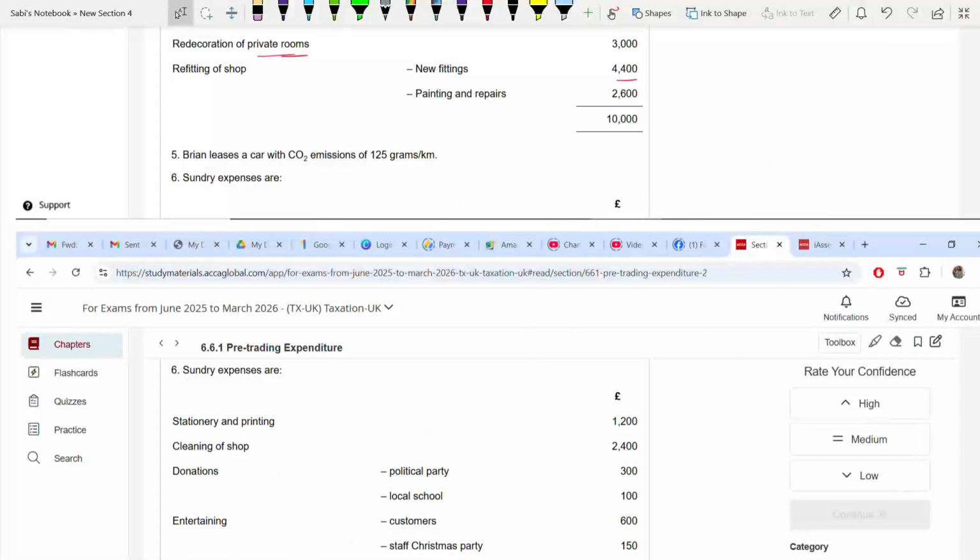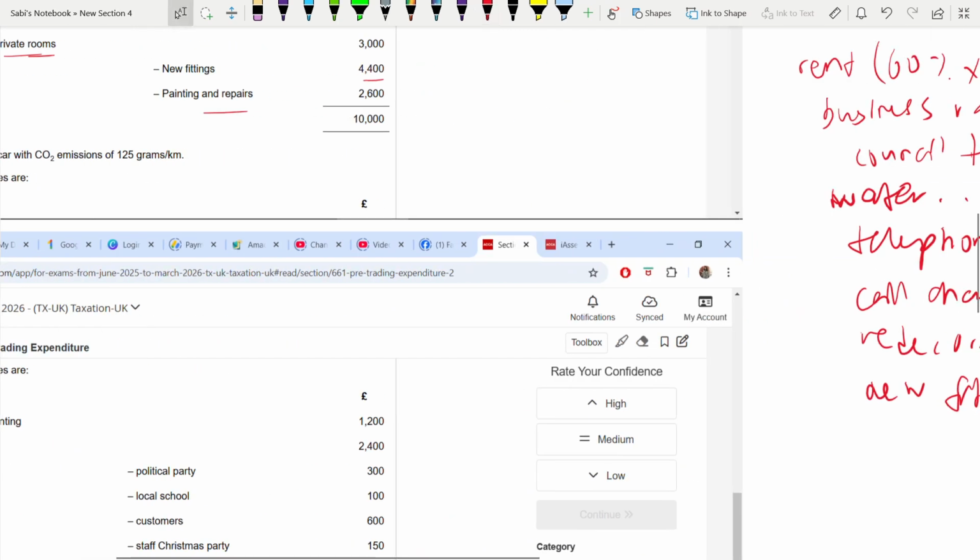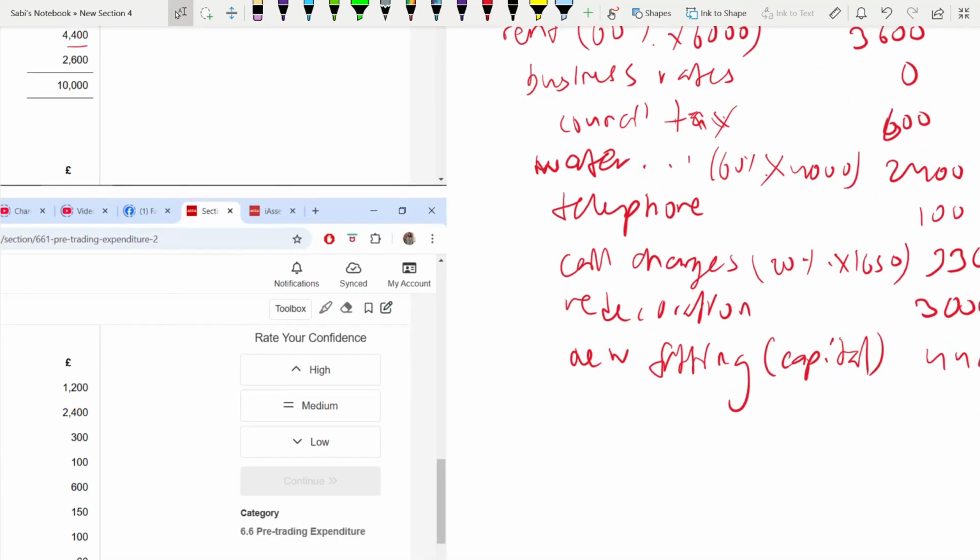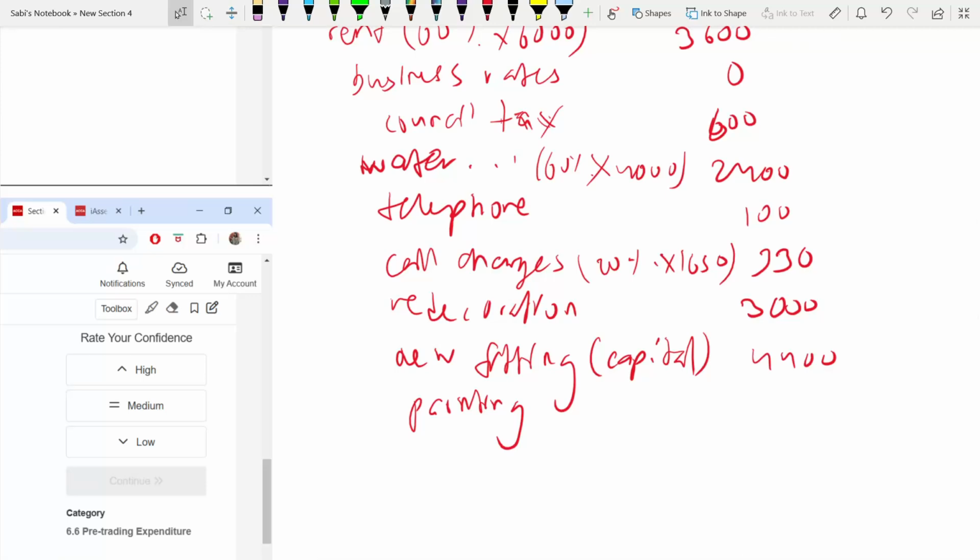Then painting and repair, 2,600. This is allowed, but still you can't ignore it. Okay. So painting, since there are no adjustment required, that is allowable, just write 0.